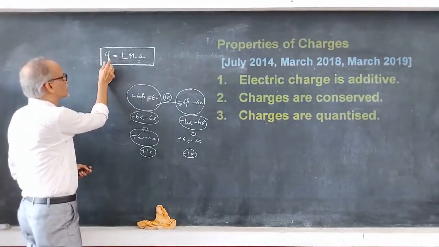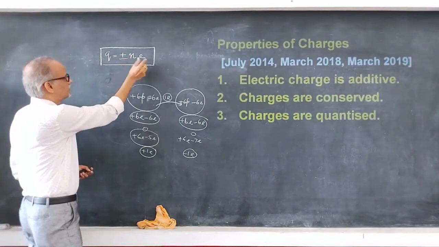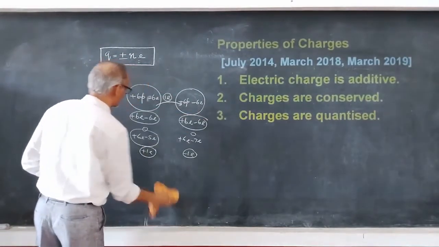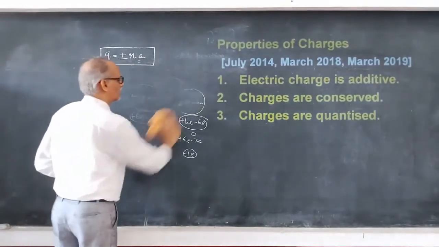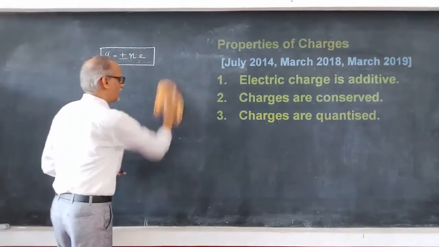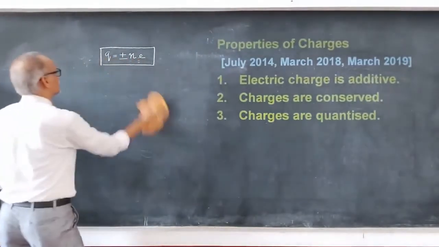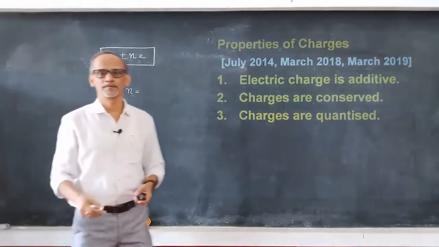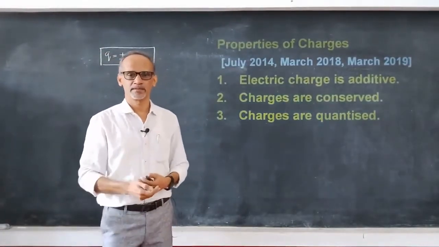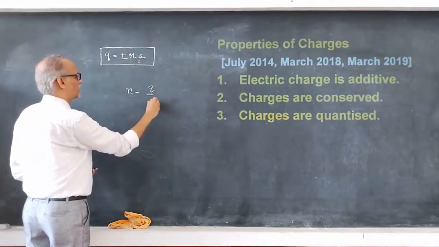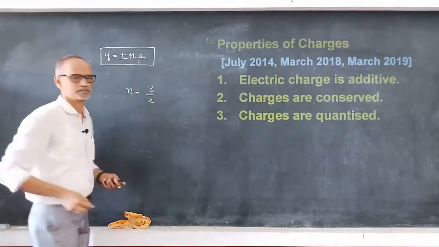So the total charge is always an integral multiple of the charge of the electron, and that property is called quantization. That's why we say that charges are quantized. Now, based on this equation, I can always find the number of electrons that is to be transferred. How to do that? N is equal to Q by e.